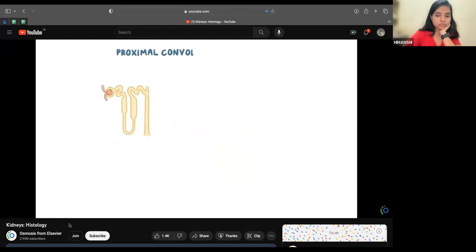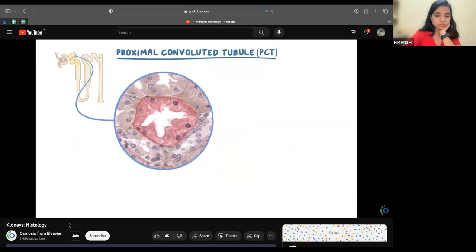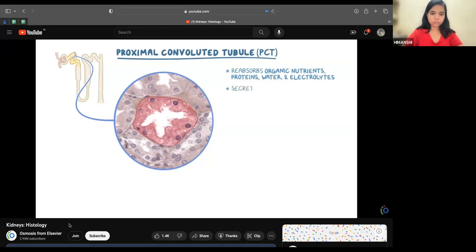Typically, the proximal convoluted tubule, or PCT for short, can only be seen in cross sections because of the winding or convoluted path it takes through the cortex. This part of the nephron reabsorbs many of the substances the body wants to keep, such as organic nutrients, proteins, as well as most of the water and electrolytes in the ultrafiltrate. The PCT also secretes anions and cations, such as hydrogen and ammonium, into the lumen of the tubule for excretion.